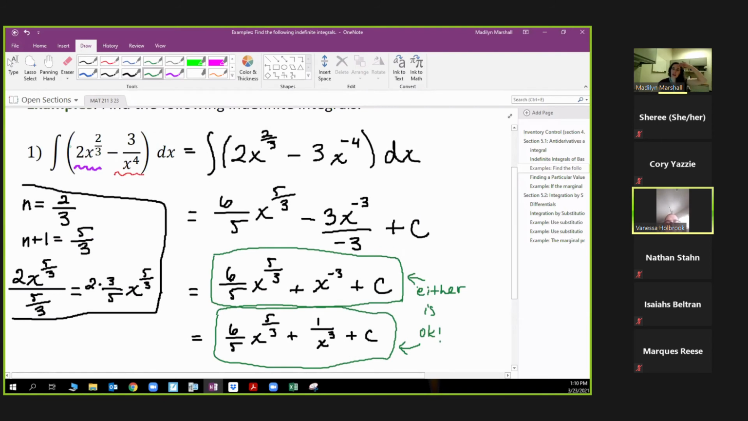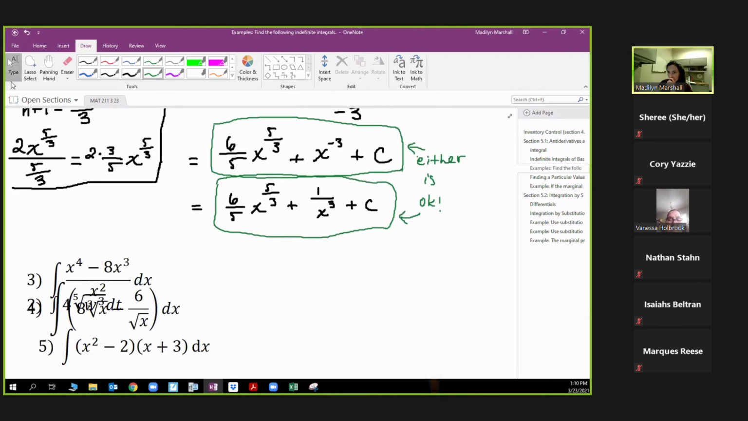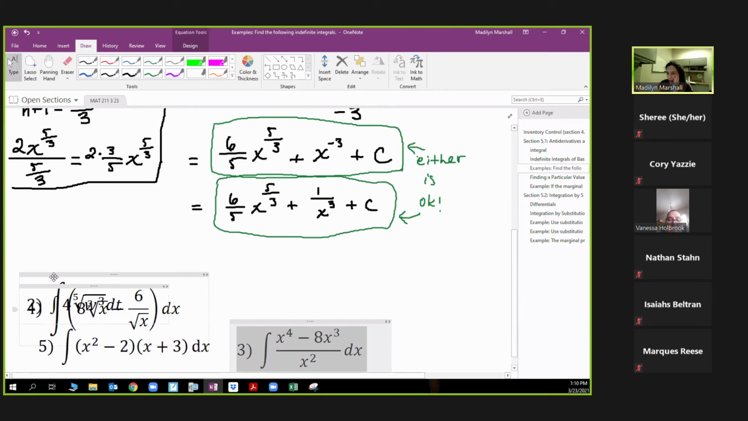So we do need to be careful with those fractions. It's following the exact same rule, but it's easy to make a mistake when we're working with fractions. Let's do one more for today. Let me sort out this pile of integrals.